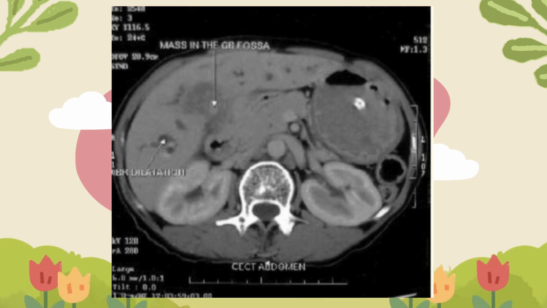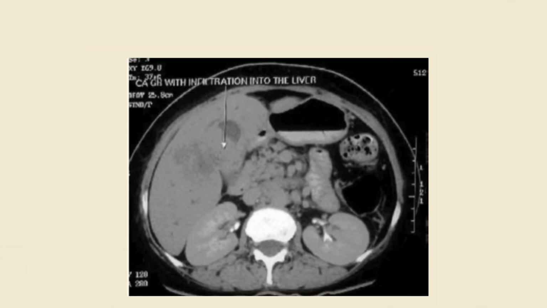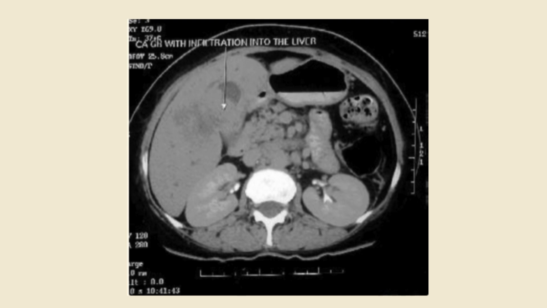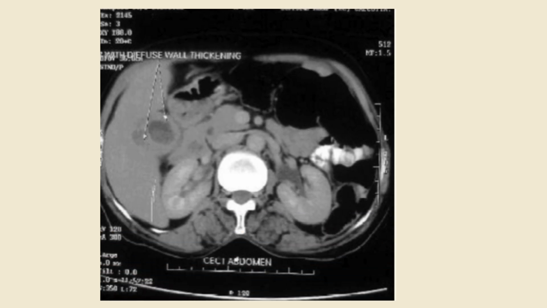Here is a picture showing a mass in the gallbladder fossa. Another CT scan image shows CA gallbladder with infiltration into the liver. Another CT scan picture shows diffuse wall thickening in a patient with CA gallbladder.